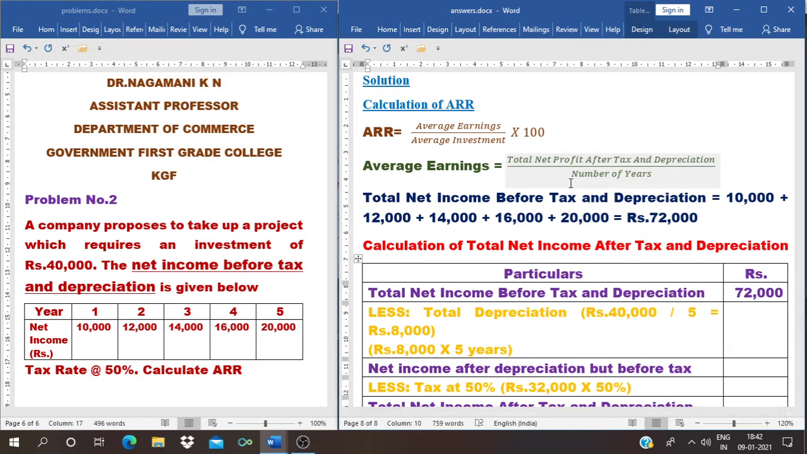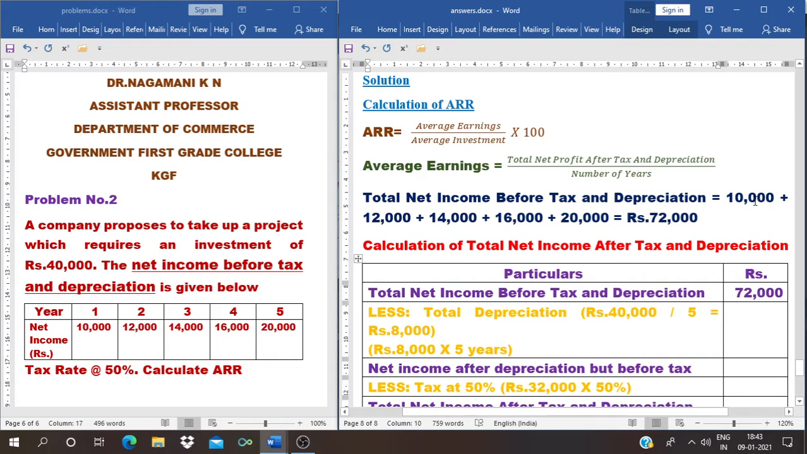See, we required profit after tax and depreciation, but in the problem it is given before tax and depreciation. First, whatever is given in the problem, that is net income before tax and depreciation, we will take that. For total we need calculation of total net income before tax and depreciation.